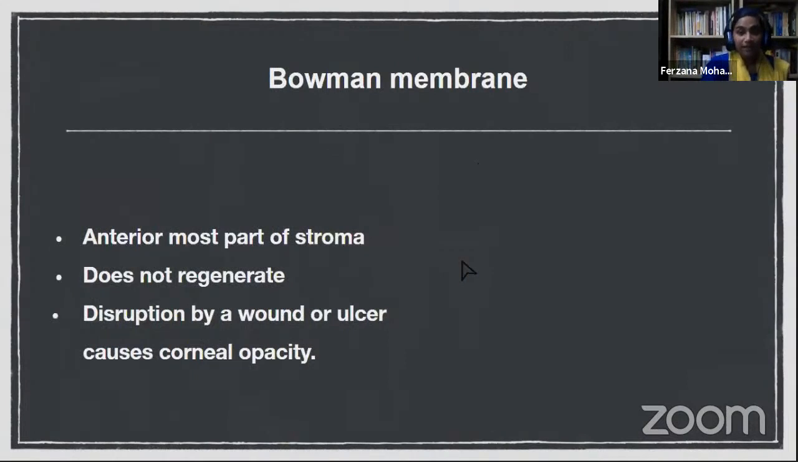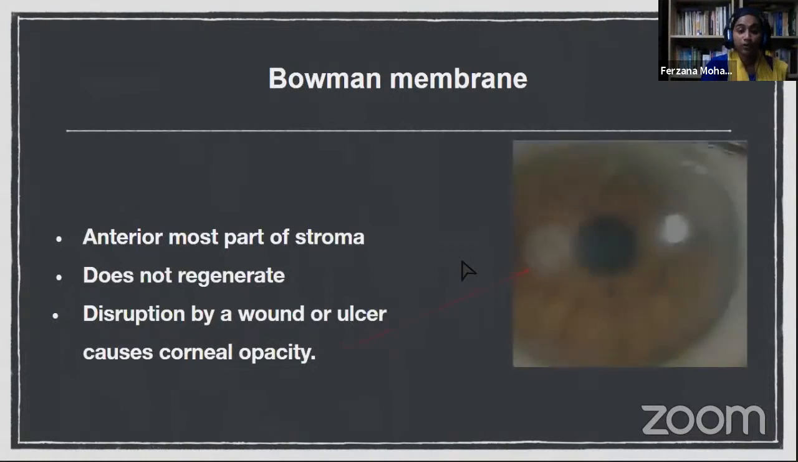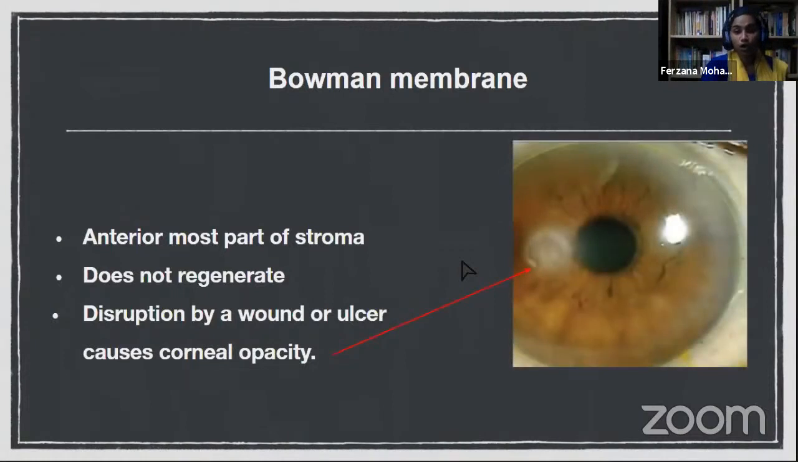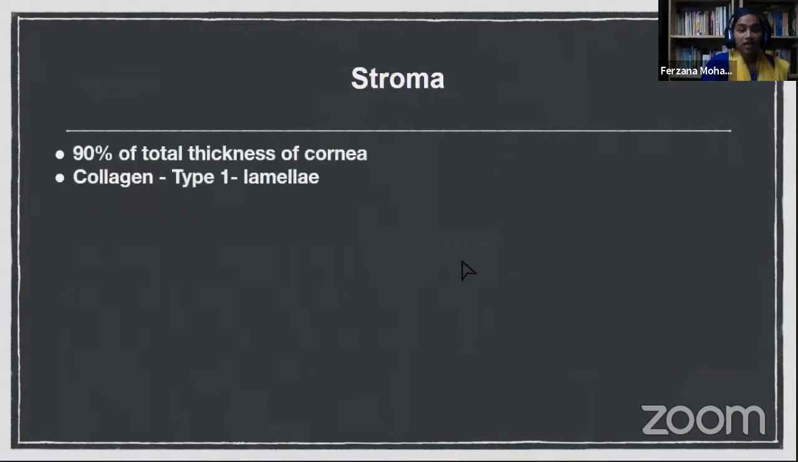That concludes the epithelium. Next is the Bowman's membrane, which is the anteriormost part of the stroma. The Bowman's membrane, once injured, cannot regenerate. So any disruption, wound, or ulcer will result in a corneal opacity. The stroma constitutes 90% of the thickness of the cornea.